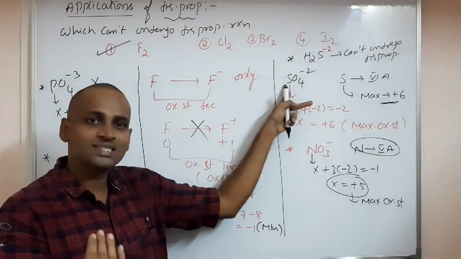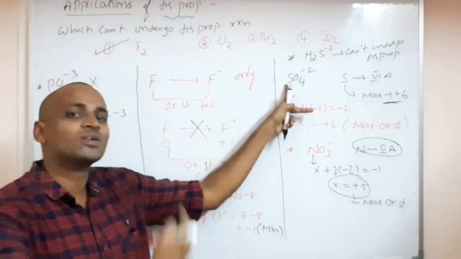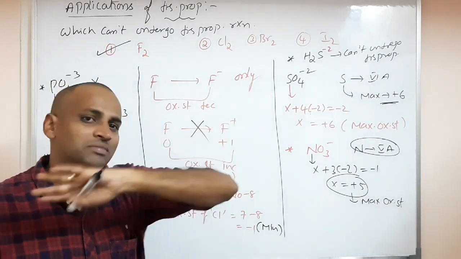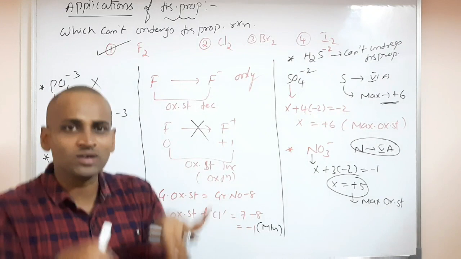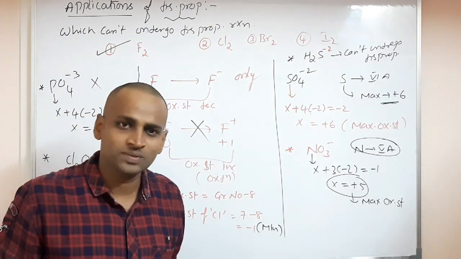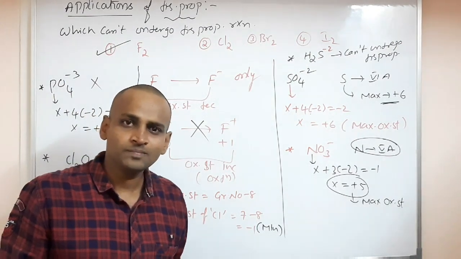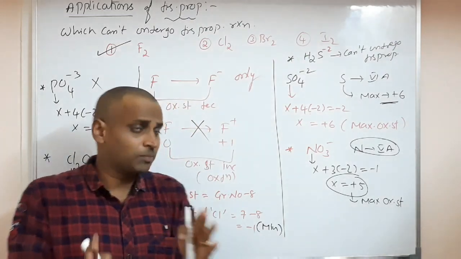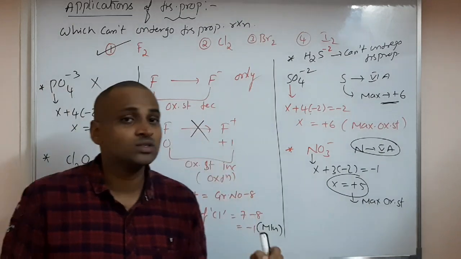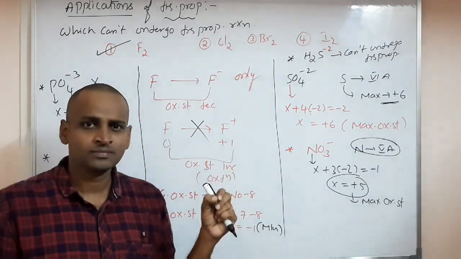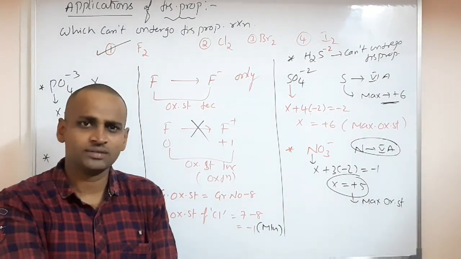Here, sulfur's oxidation state is already maximum. It cannot undergo oxidation. Maximum oxidation is not possible. Minimum reduction is not possible, it is already minimum. How can it reduce? Getting what I am saying? It's a very clear point. H2S cannot undergo disproportionation because sulfur has the minimum oxidation state.